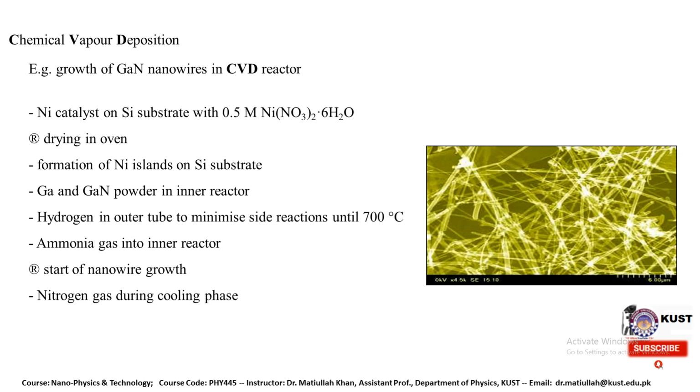islands on the Si substrate. Further, Ga and In powders are included in the inner reactor, and hydrogen in the outer tube to minimize side reactions until 700 degrees centigrade, and ammonia gas is present in the inner reactor. So what happens is the start of nanowire growth, and nitrogen gas is used during the cooling phase. So this is also used for the preparation of nanowire morphology. Here we can see the nanowires that are randomly oriented, and these nanowires are prepared with the help of CVD, or the chemical vapor deposition method.